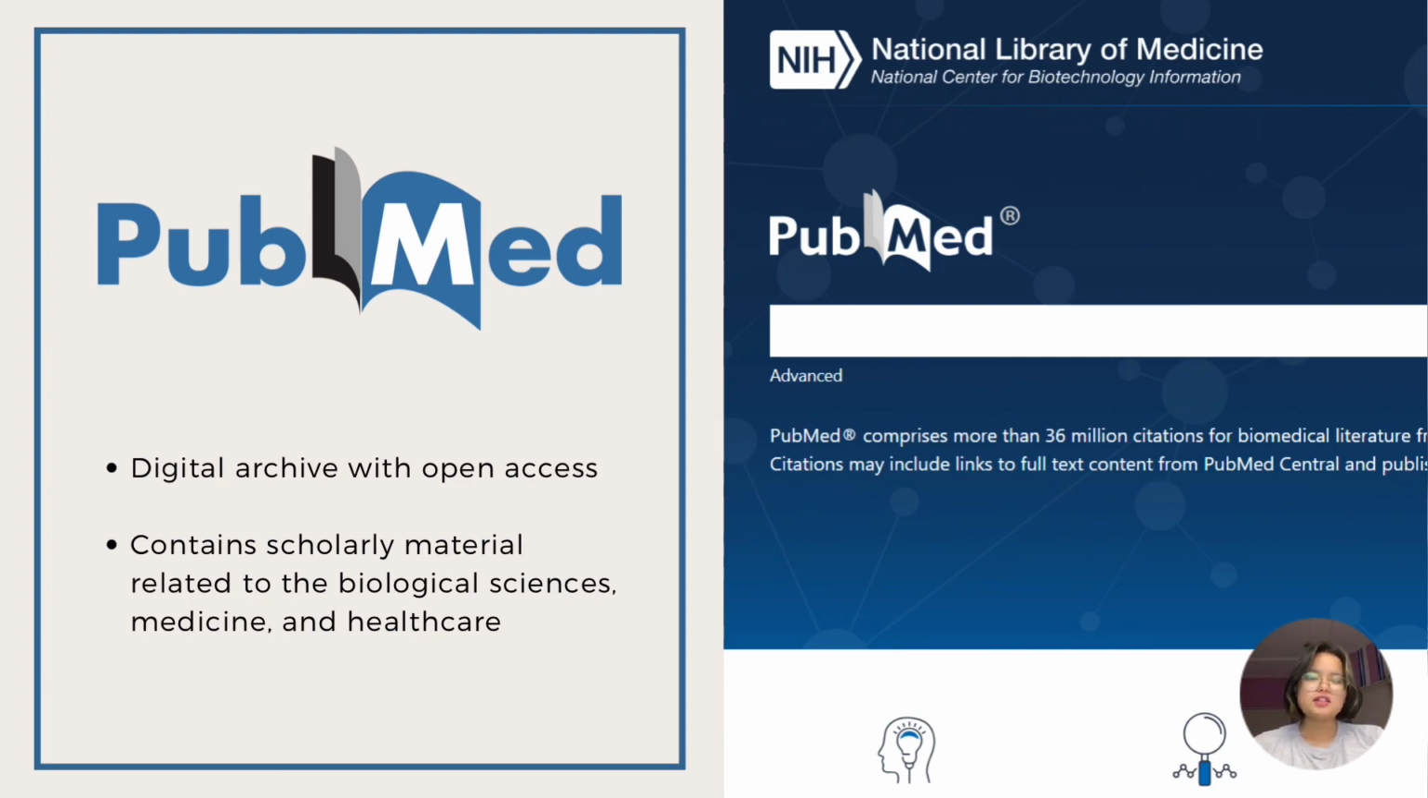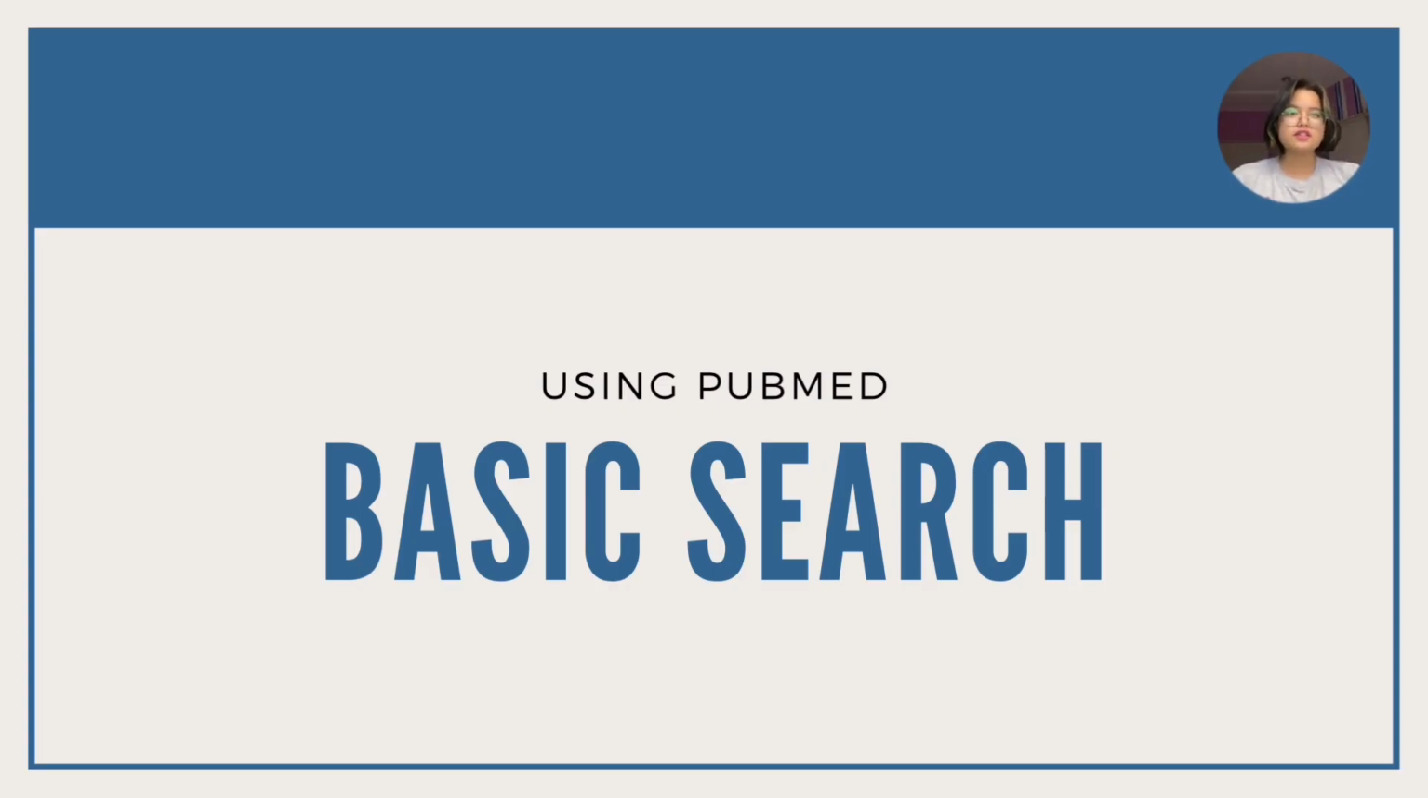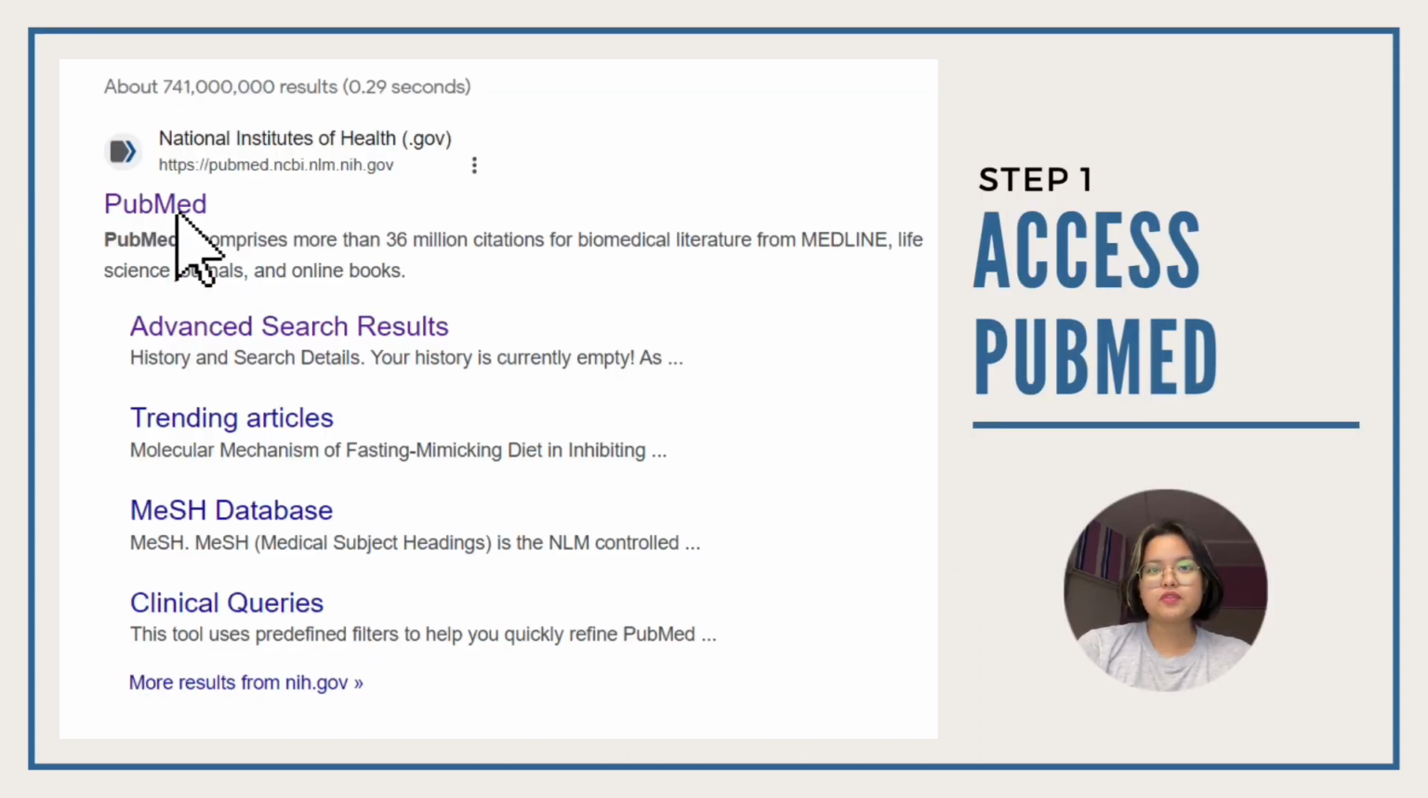So PubMed is a digital archive with open access that primarily contains scholarly material related to the biological sciences, medicine, and healthcare. So the following slides show a step-by-step guide on using the basic search function in PubMed without the advanced search option. So the first step is of course to access the PubMed website by opening your web browser and visiting the website displayed on the screen.